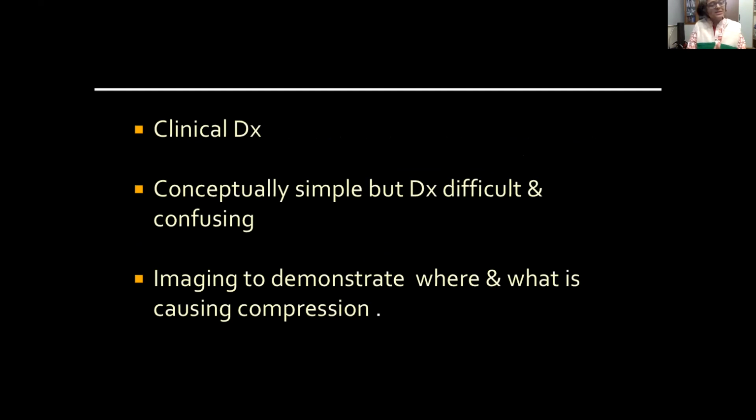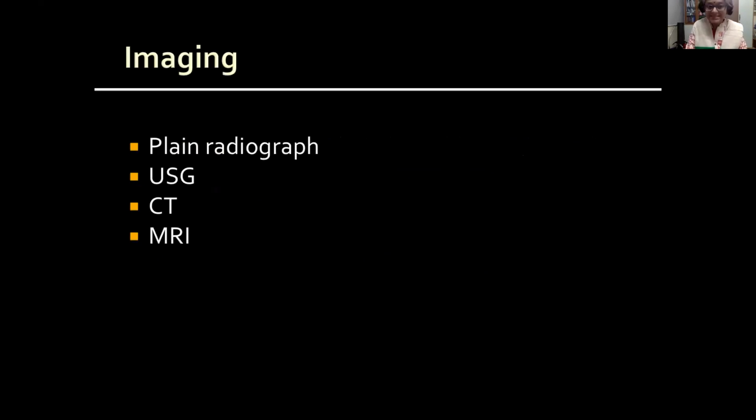So it's basically a clinical diagnosis. They would do the Adson's test. Clinically, the diagnosis is made. Imaging is used to demonstrate what is causing compression and where, but it's not always easy. You can do a plain radiograph. That's what you begin with. Try to look for cervical ribs. Ultrasound is good. You can do dynamic maneuvers to see arterial compression.